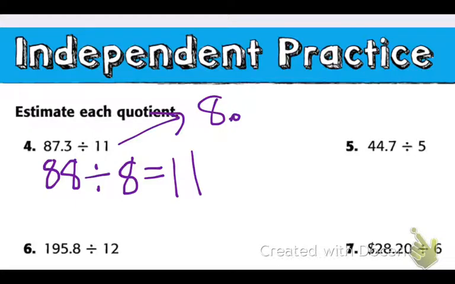Well, 44 and 7/10 divided by 5. Well, I can estimate it to 45. I can also estimate it to 50. Really, both of them are compatible to 5. I'm going to choose 45.